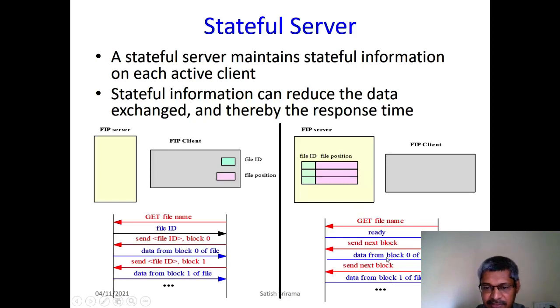And it is the server which is actually maintaining, for that particular client and that particular file, which block it is currently sending and what is the next block it should be sending. So all the information is maintained here. That is the stateful server, and that is the state information it is saving. Once you save such information, this can reduce the amount of data being exchanged, and thereby the response time as well. You can actually reduce it.